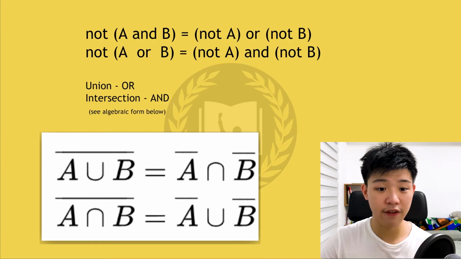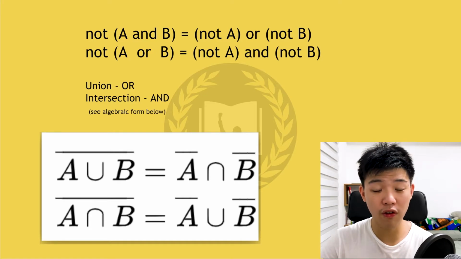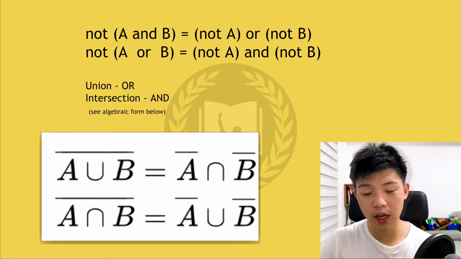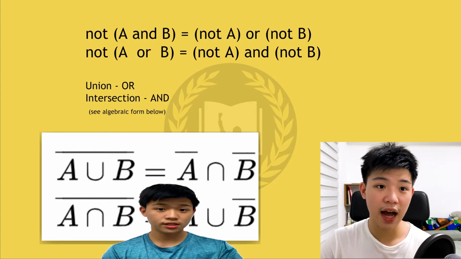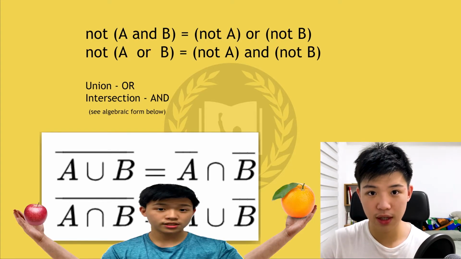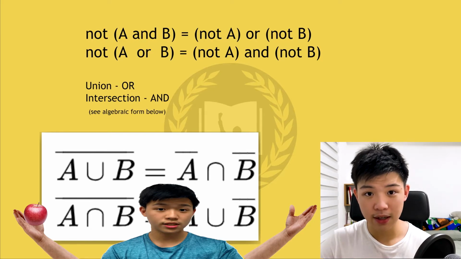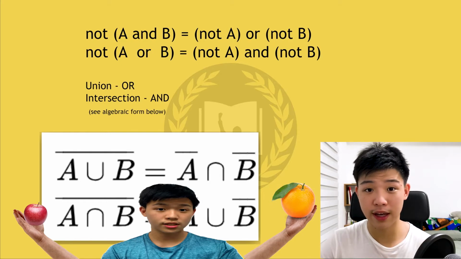So it's saying that if A and B are both true, then not (true and true) is equal to false. Therefore, false is equal to not A or not B. Since A and B are both true, not A would be false, and not B would also be false. And false or false is equal to false, because in order for the whole statement to be true, at least one must be true.